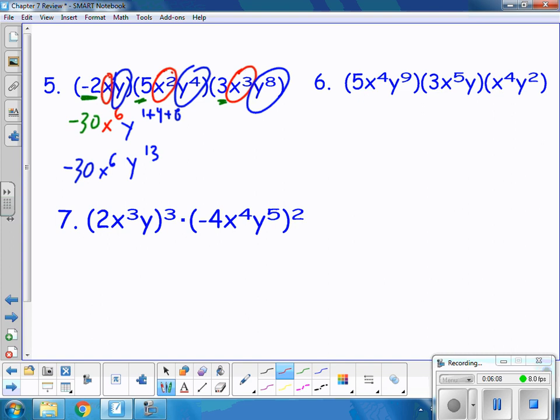Same thing in number 6. Looking at everything that's similar. So I've got a 5, a 3, and a 1 here. So 5 times 3 times 1, I get my 15.